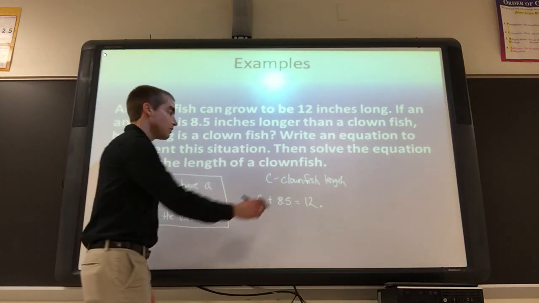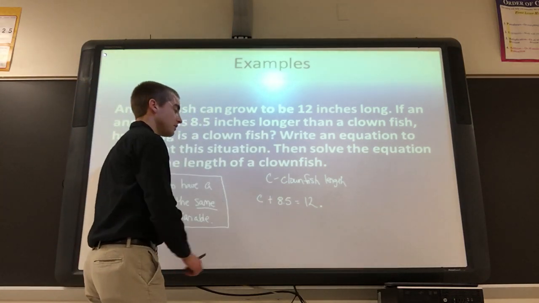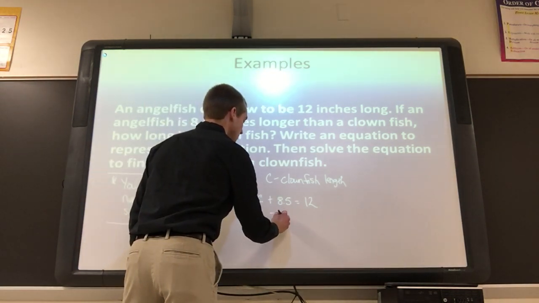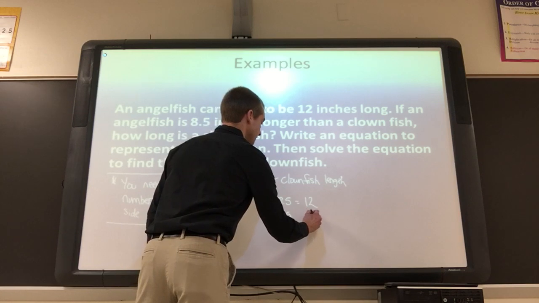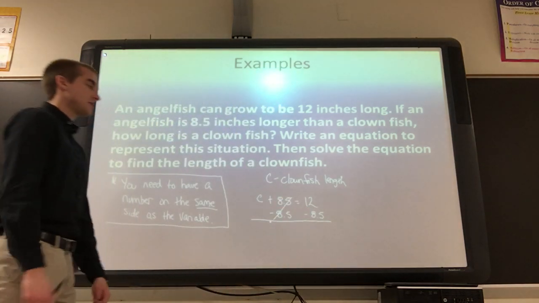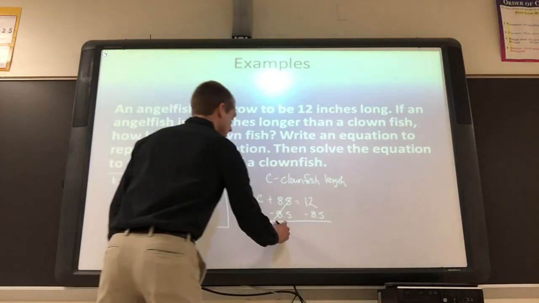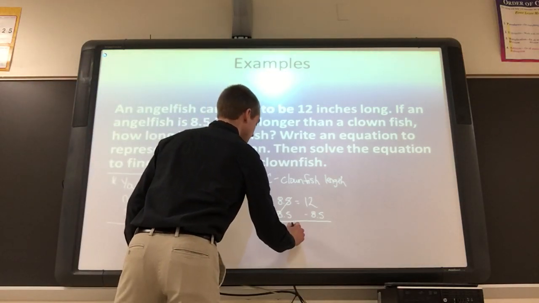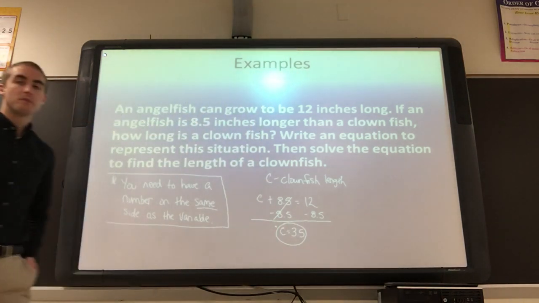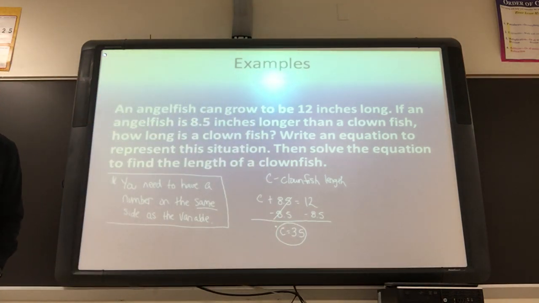The next thing that we will do is solve it. To solve this equation, we want to get rid of that plus 8.5. In order to do that, we would subtract 8.5. So 8.5 minus 8.5 gives us 0. C equals 12 minus 8.5 would be 3.5. Okay, so we get C equals 3.5 there.